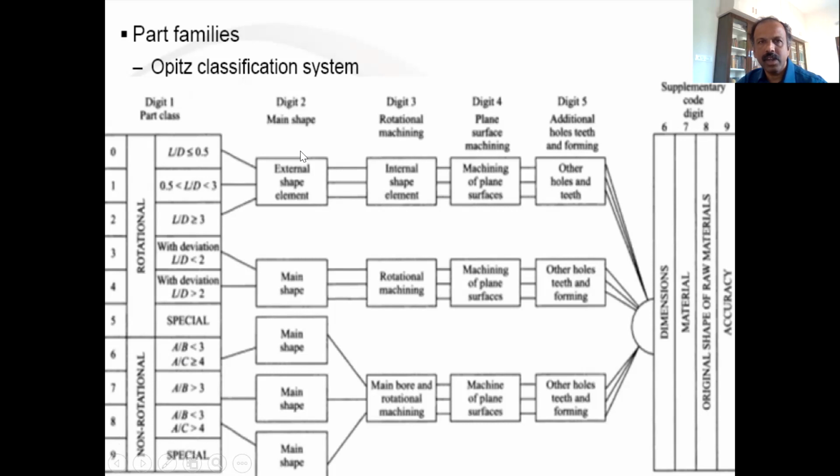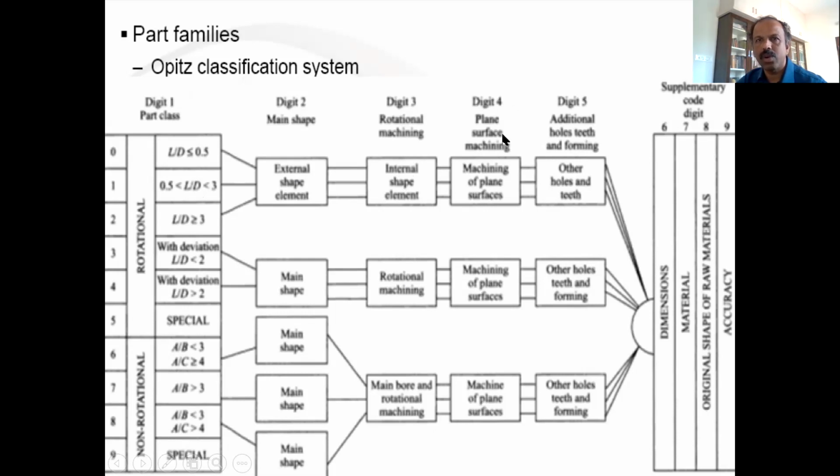The second digit indicates the external shape elements. For the external shape elements also, there are various classifications, but because of the complexity, we have shown only the explanation for the first one. The second digit is about the main shape, the external shape element. The third digit is about rotational machining, the internal shape element.